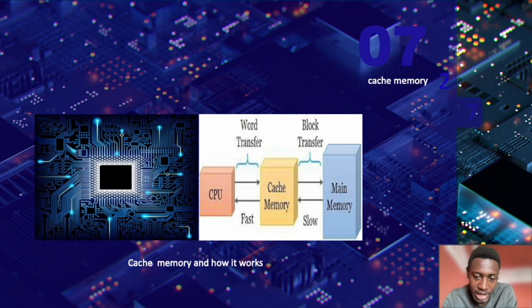One thing about cache memory is that it's volatile. That means it ceases to work when disconnected from electricity. So when you turn off the computer, the cache memory isn't working, but when you turn it on, it works. That's how the cache memory works.